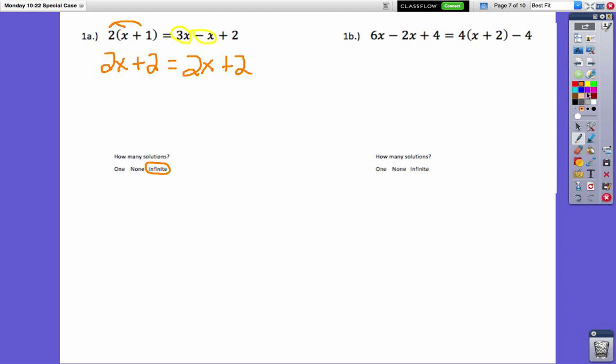But if we wanted to solve it a little bit further, what you would see is that if you subtract 2x from both sides, what you're going to be left with is 2 is equal to 2. And again, that is infinite solutions. Press pause and do 1B on your own.